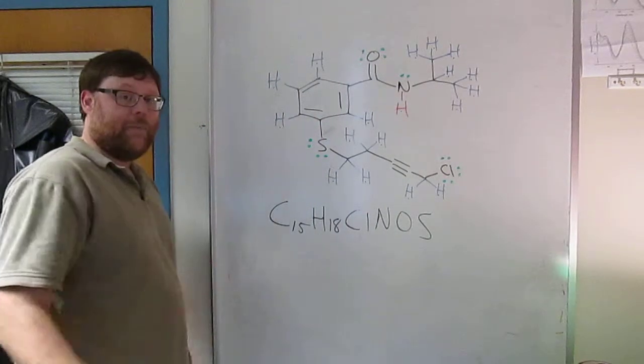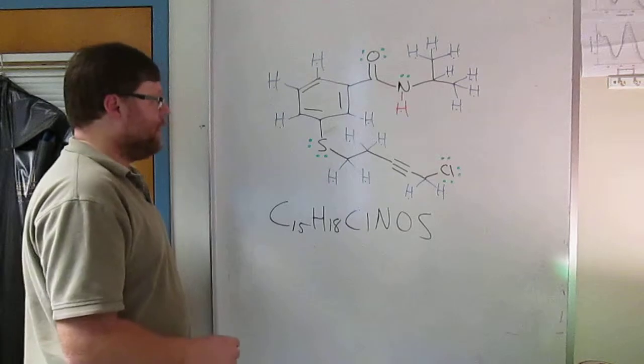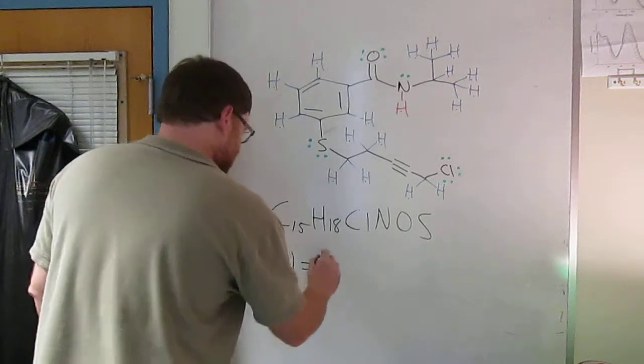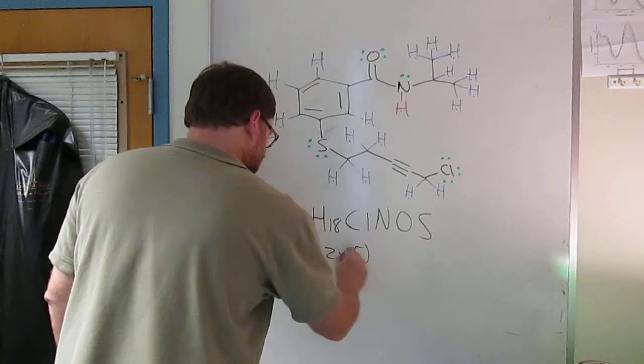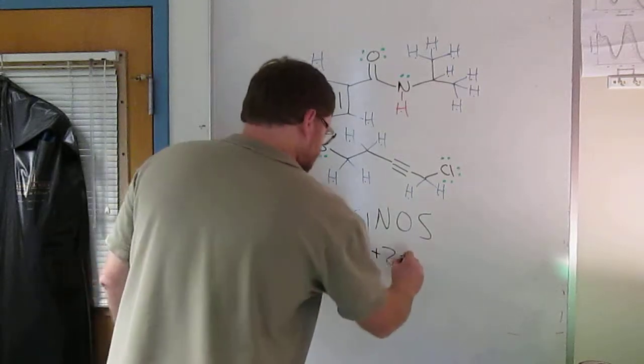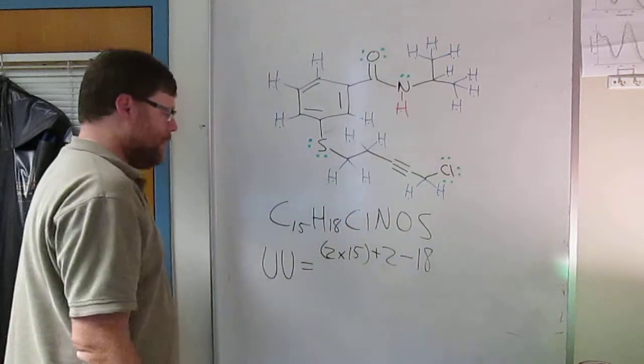All right, now number of unsaturations. And again, you can do this with the equation I provided in class. Units of unsaturation equals 2 times 15 plus 2 minus the number of hydrogens, minus 18.